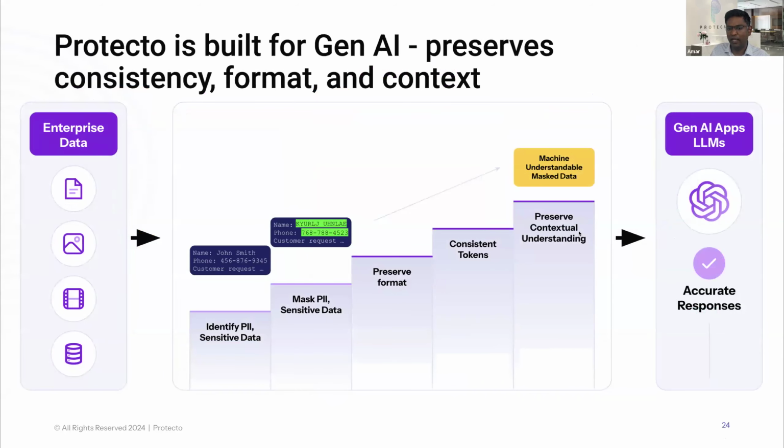We do this through many steps. Other masking tools stop at just identifying and masking. We identify, mask, preserve the format, preserve consistency, and preserve the contextual understanding. Many things we do so that your accuracy doesn't fall.